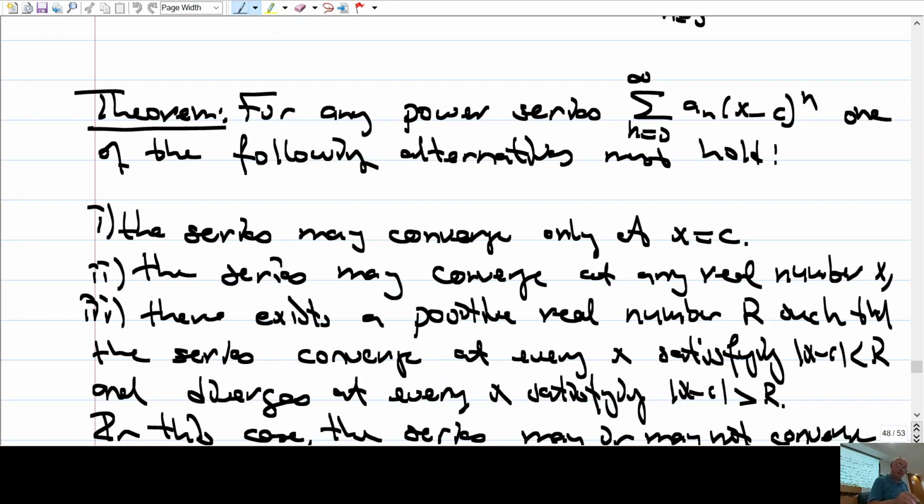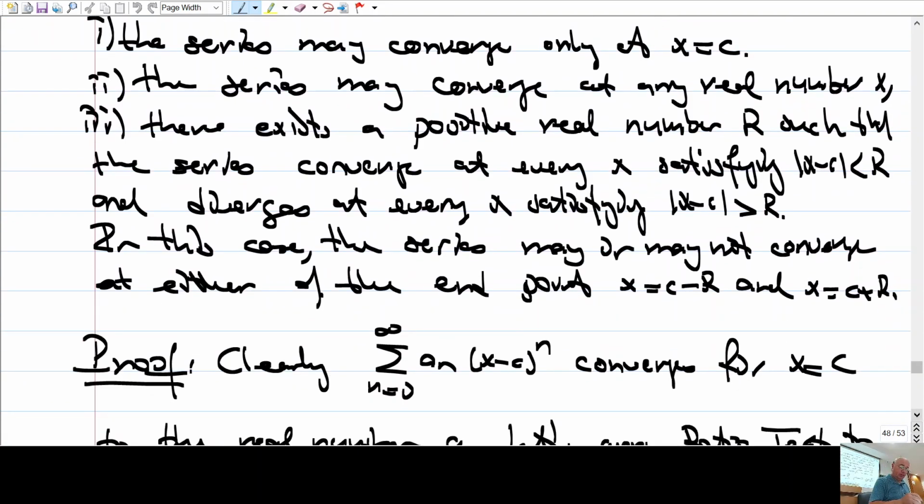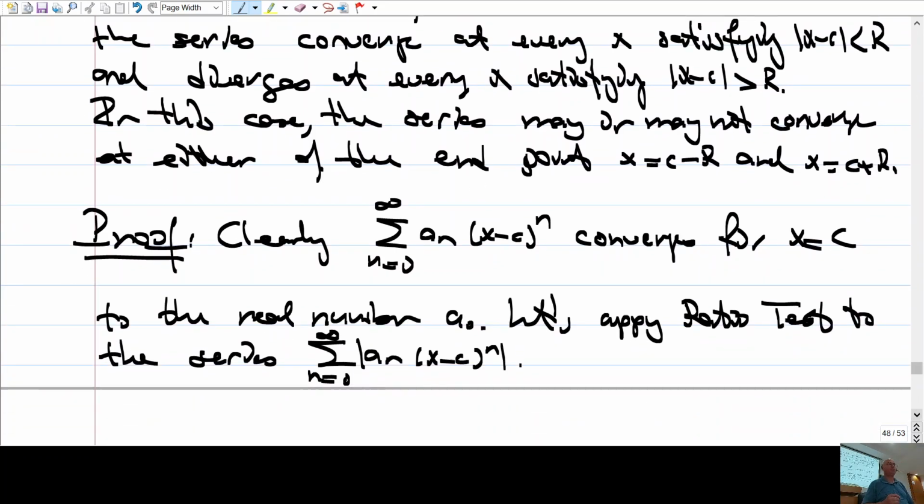The second case is that the series might converge for all real numbers. And the third and the interesting case is that there is some radius, a positive number r, so that the series converges for all x with |x minus c| less than r, and diverges for all x with |x minus c| larger than r. And at the endpoints, nobody knows what happens. You have to check them by hand separately. The theorem doesn't tell you anything about that.